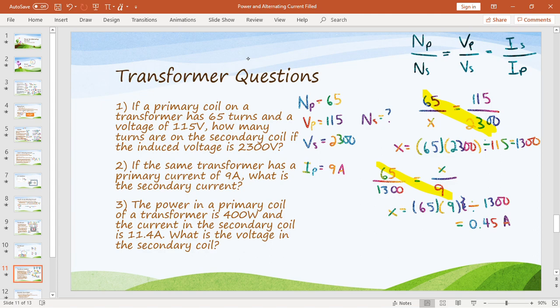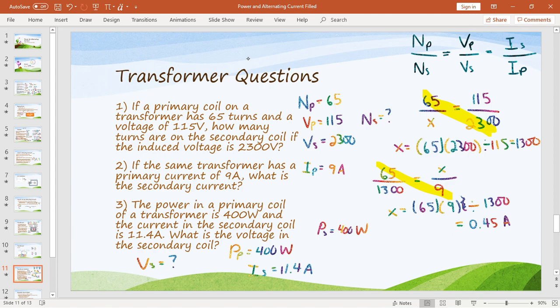Okay, let's look at number 3. The power in the primary is 400 watts. And we have the current in the secondary is 11.4 amps. And I want to know what the voltage in the secondary is. When you first look at this, you might think, oh, I don't have enough information, but you have to remember that key thing. Power in both the primary and the secondary are the same. So you actually know this as well. Power in the secondary is 400 watts.